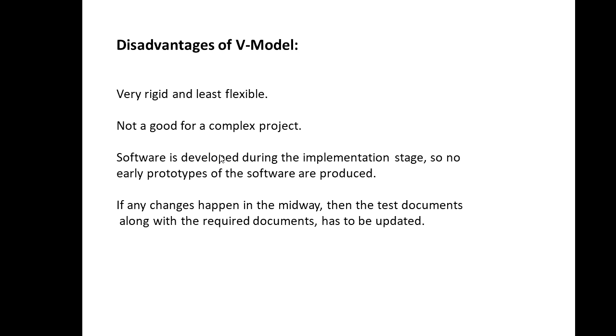And as in the waterfall model, the coding has to be done, right? That complete process should happen, starting from requirement analysis to system designing. All these phases should happen, and then coding will happen, right? So during that phase the client cannot see how the product looks. That prototype is not designed here. Okay, if any changes happen in the midway, then test documents along with required documents have to be updated. Okay, so this is quite complex. That is why the V model is preferred only for very small as well as mid-ranged projects.